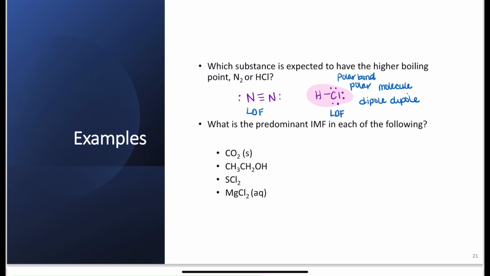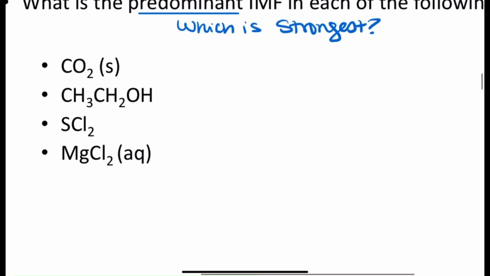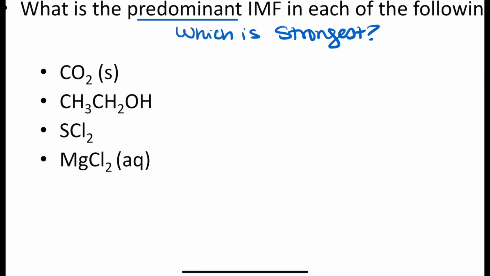What is the predominant IMF in each of the following? Predominant means which one is strongest? And sometimes it's easier to draw them out. Sometimes you can see them right away. Do what you need to do. But for this, I'm going to go ahead and draw them out so we can all see them together.